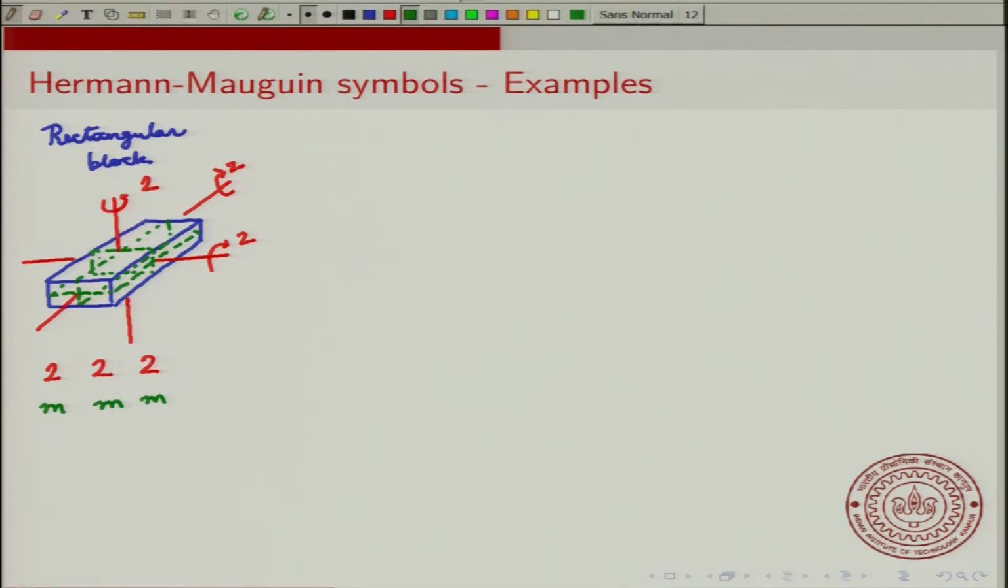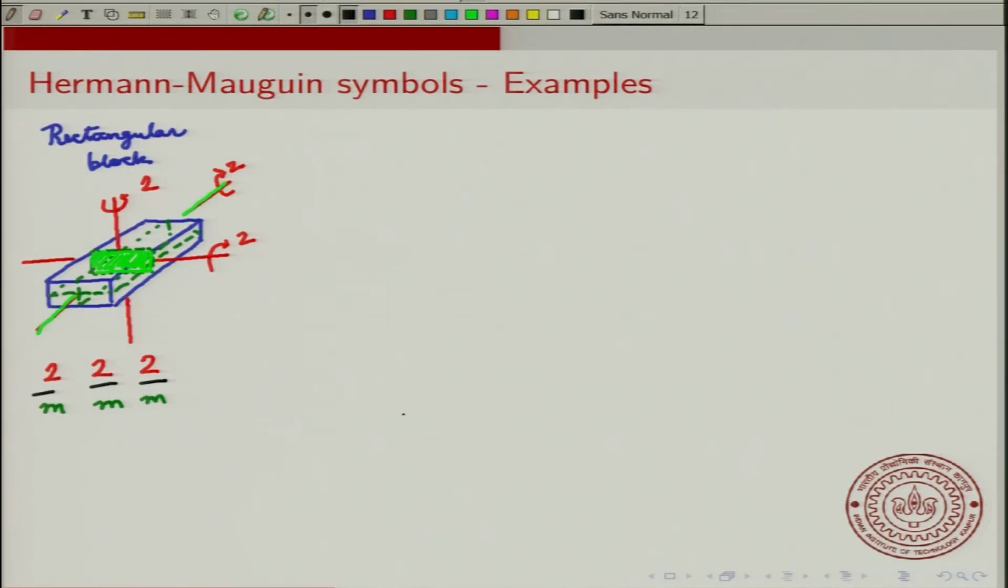So for example, if you take, let me shade it in light green, if you take this mirror, that is perpendicular to this axis. So this mirror is perpendicular to this C2 axis, and similarly the other two mirrors are also perpendicular to the axes. So we can just put a slash between these. You can write it as 2 by m, or if you are writing in a single sentence you can write it as 2/m.